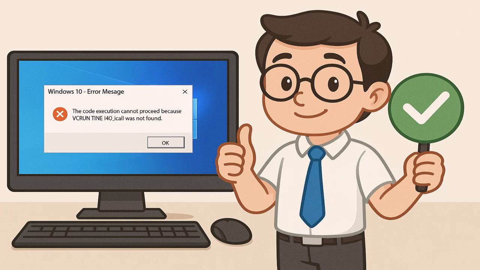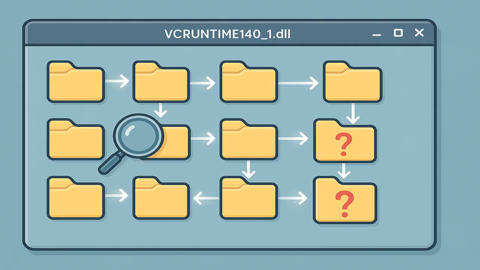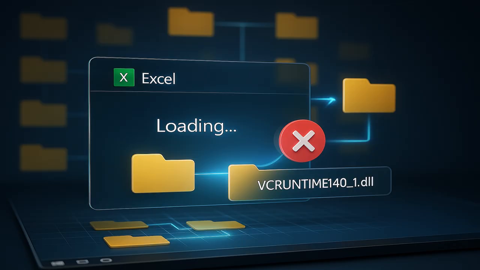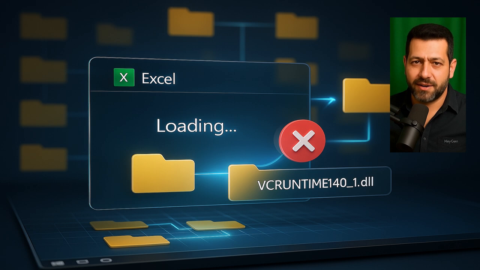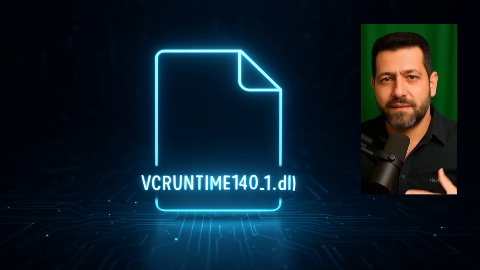This error message has a simple meaning. The program you want to open is looking for a critical system file called VCRUNTIME140.dll, but it can't find it. And naturally, it fails to launch. So what is this file and why is it so essential?